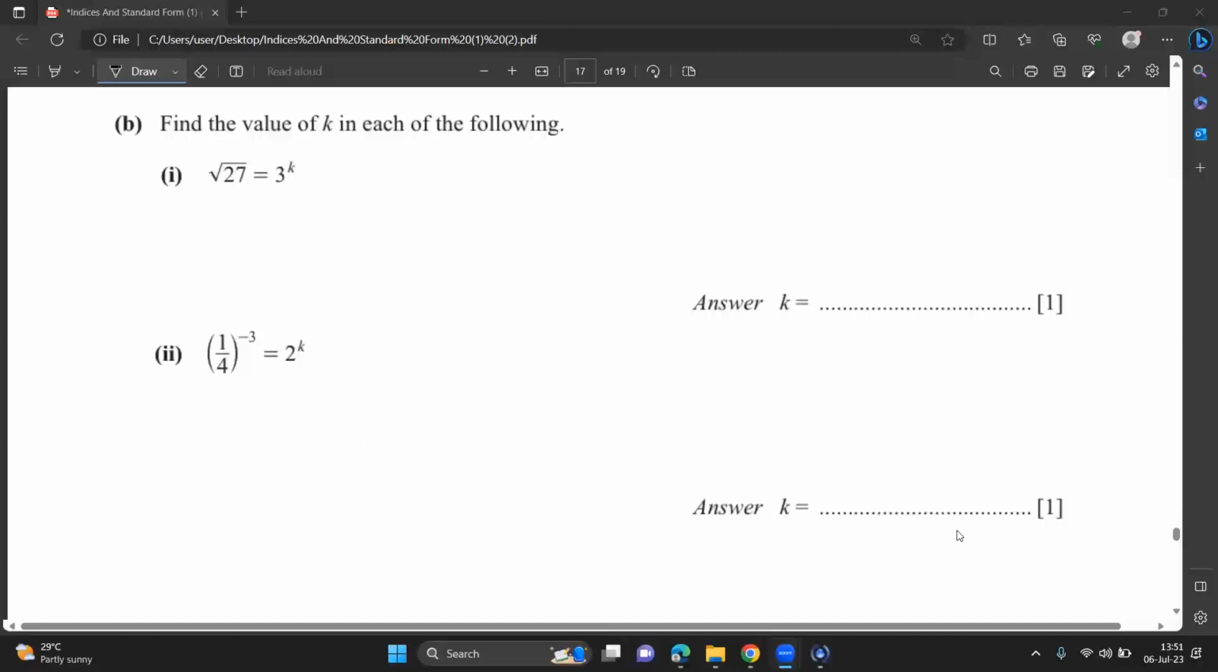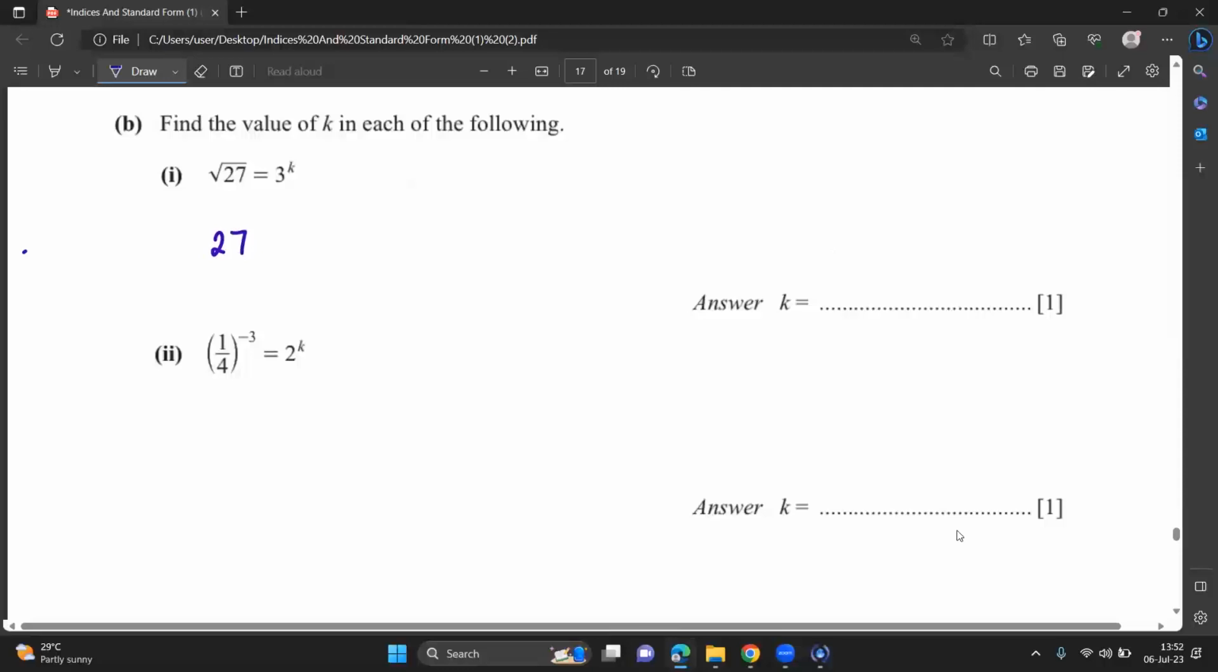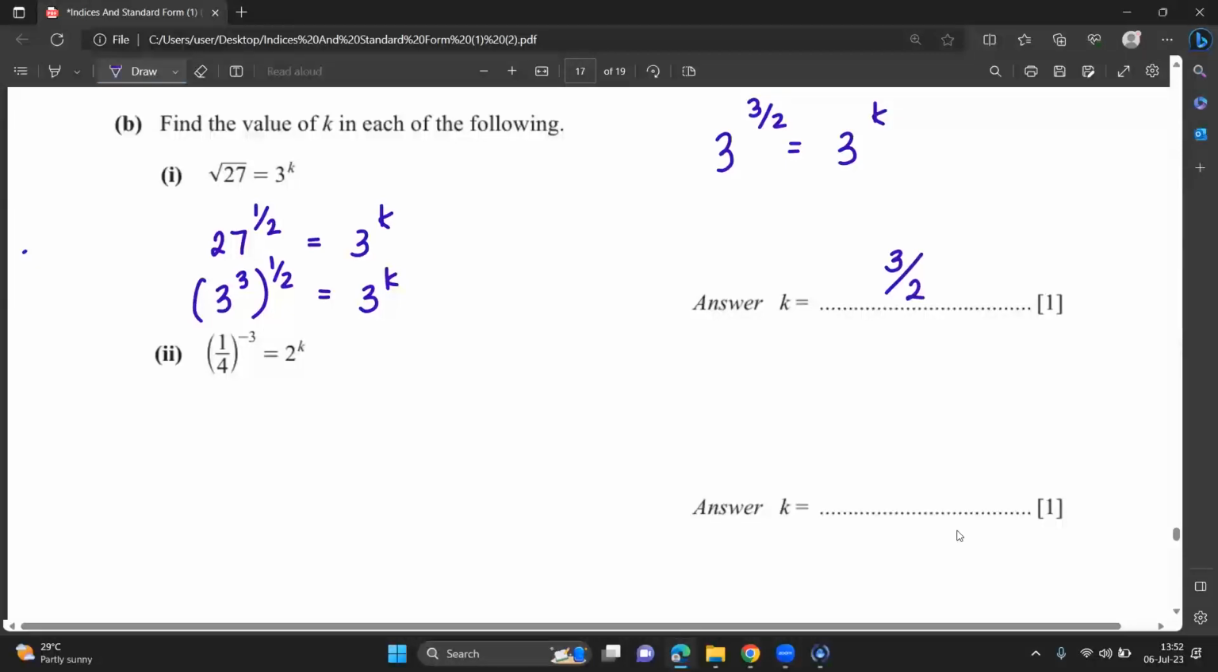So root 27, how would I write root 27? 27 to the power 1 over 2. Can I compare both the sides? Because your bases are different. How to change 27 to a base of 3? 3 to the power 3. So 3 to the power 3 over 2 equals 3 to the power k. Therefore, k equals 3 over 2.